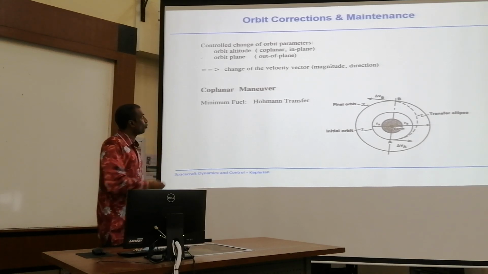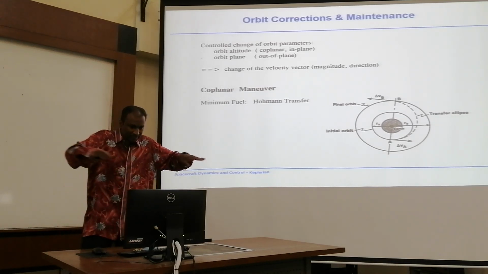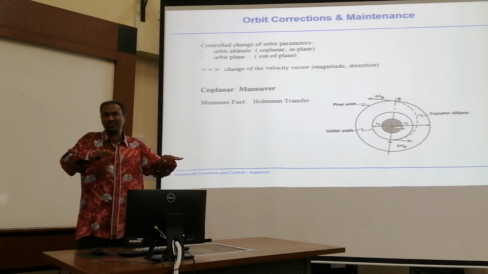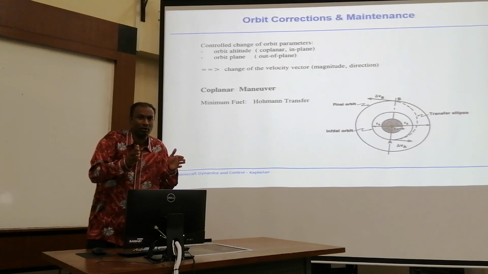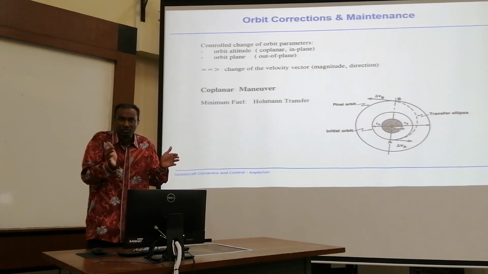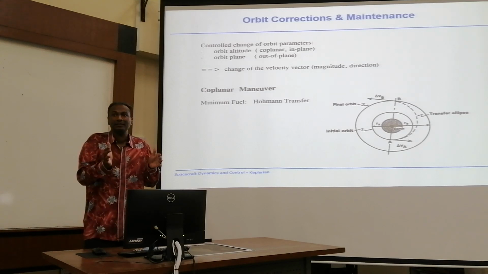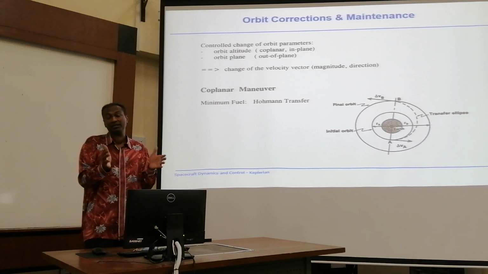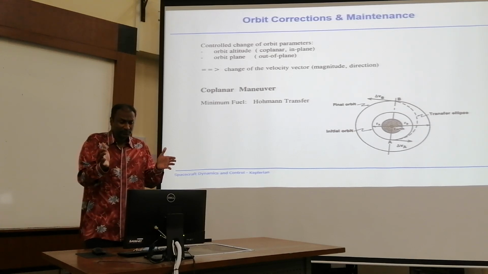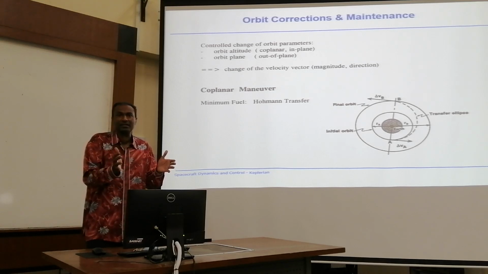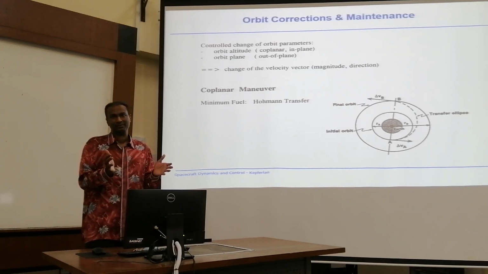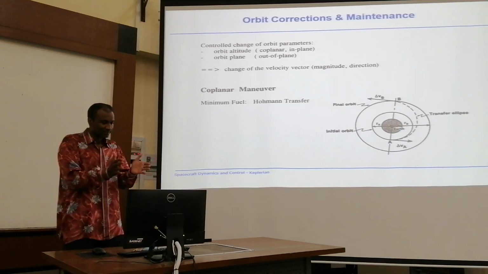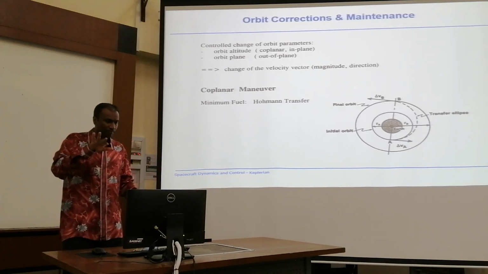Okay? Then coplanar is basically in plane. It is this one. Change of eccentricity. Let's say it's supposed to be a circular orbit, it becomes an eccentric orbit, then you need to change it. Or it is supposed to be a circular orbit, it becomes almost like an elliptic orbit, and you need to correct it. Okay? So this is actually in plane and out of plane.